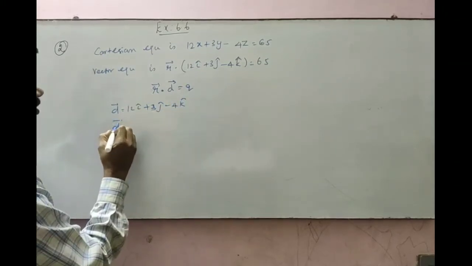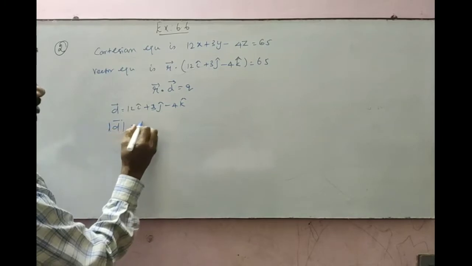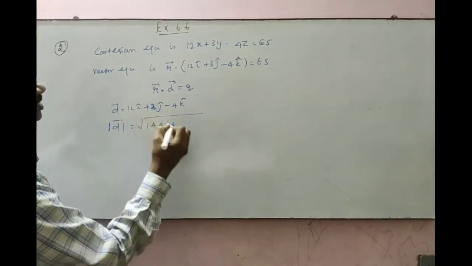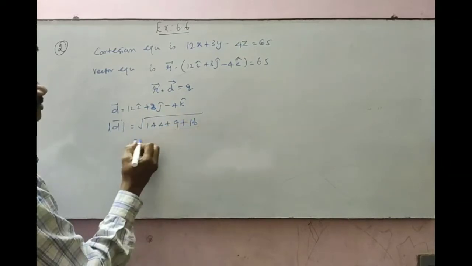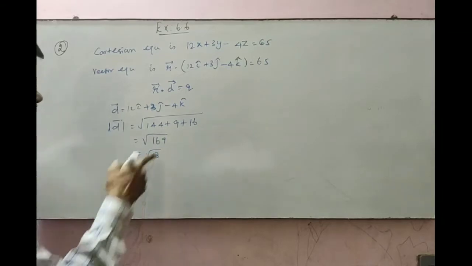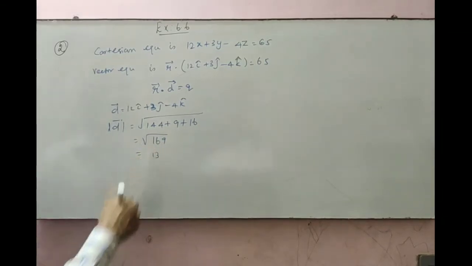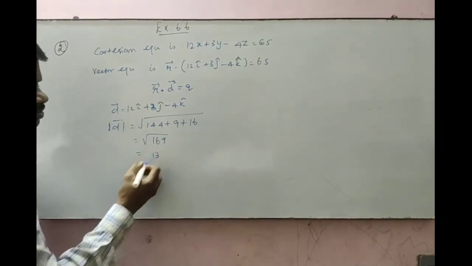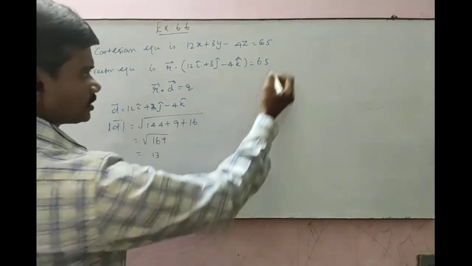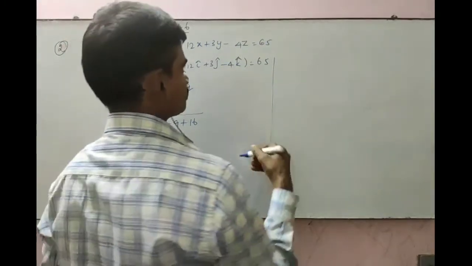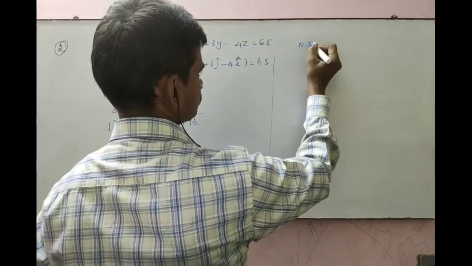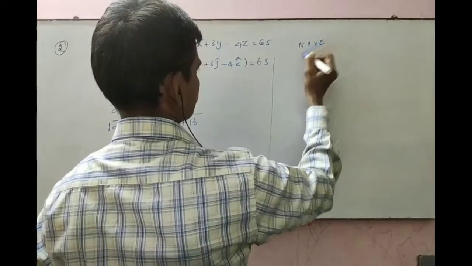I am going to find the modulus of this d vector, that is root of 12 square is 144, 3 square is 9, 4 square is 16. If you add these three, you will get 169. 169 is a root of 13 square, so we will get the answer as 13. From this, I am going to write the non-parametric equation, vector equation of a plane.